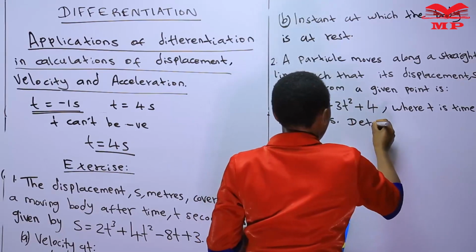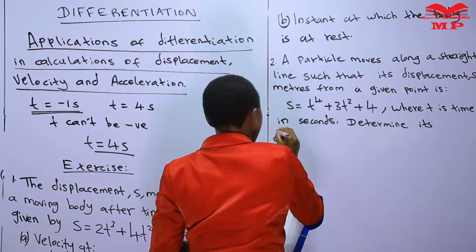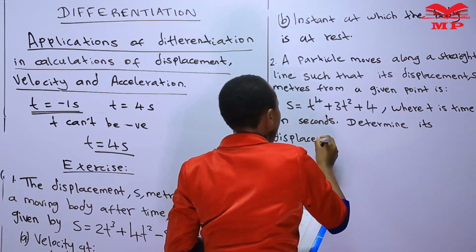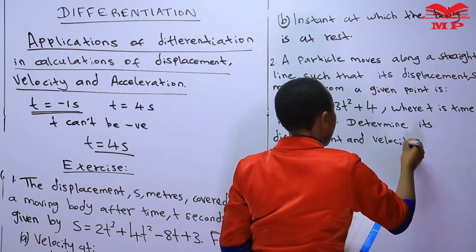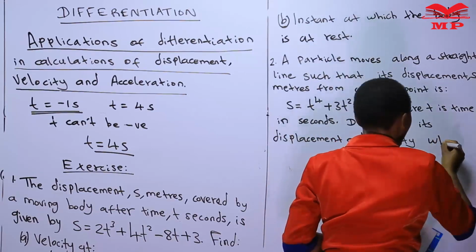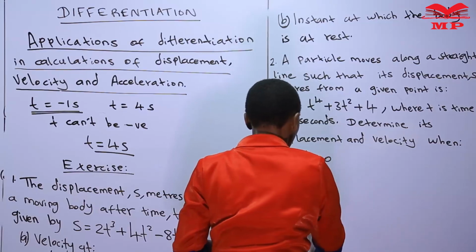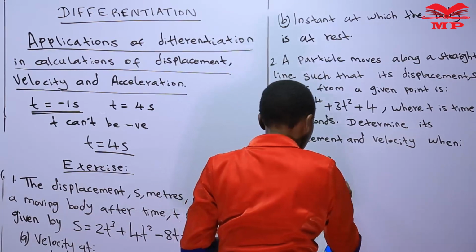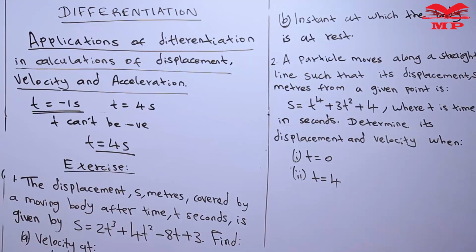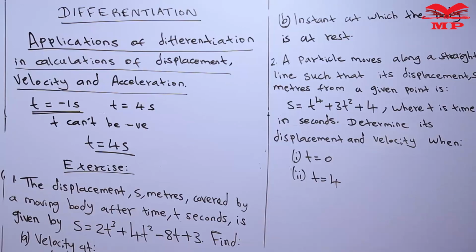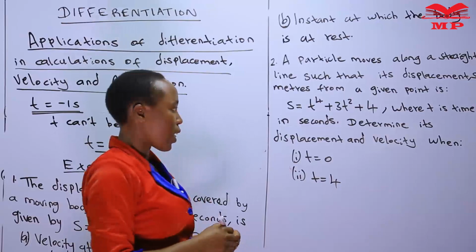So the question is, determine its displacement and velocity when Roman 1, t is equal to 0, and Roman 2, t is equal to 4. So you calculate the displacement and the velocity when t is 0 and when t is equal to 4 seconds.